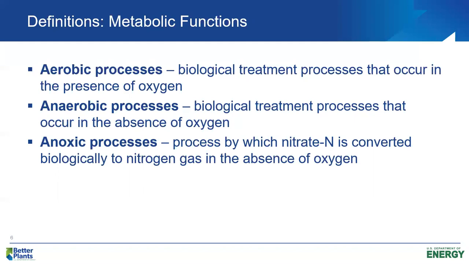Anaerobic processes take place in the absence of oxygen and in the absence of nitrite and nitrate nitrogen. The biological metabolism will yield significantly less biomass than aerobic processes, along with carbon dioxide, methane, energy for the bacteria, and other end products. And then anoxic processes are processes that take place generally in the absence of oxygen, but with the presence of nitrite and nitrate. Anoxic processes are primarily what we use to achieve biological nitrogen removal, also called denitrification.